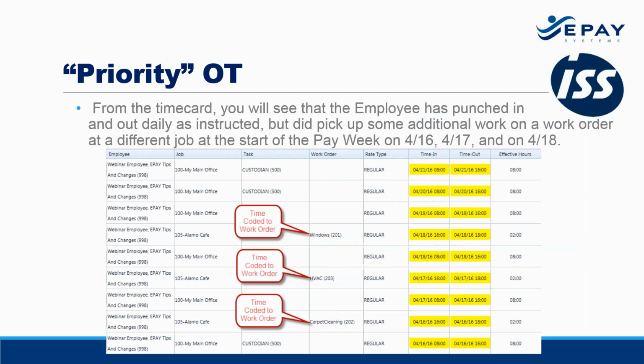That priority setting is automatically set up in there. So for the example of this time card, you'll see that the employee actually punched in and out as instructed, and he actually worked some additional work via work order that was labeled there. You'll see those three different work orders. And that was for the pay week, and he did it on the 16th, 17th, and 18th of April.